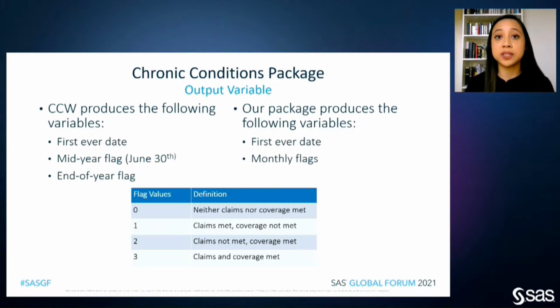All of these flags have 4 potential values, with 0 and 1 being values for beneficiaries that were not enrolled in the full reference period. Values 2 and 3 are for beneficiaries that had enrollment for the whole reference period. A value of 0 or 2 means they did not have qualifying claims, and a value of 1 or 3 means that they did have qualifying claims.